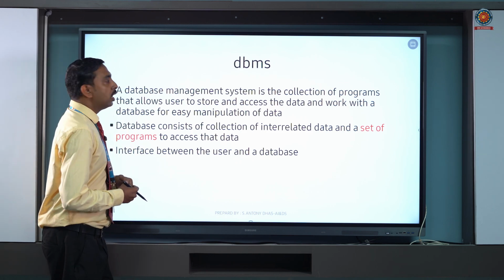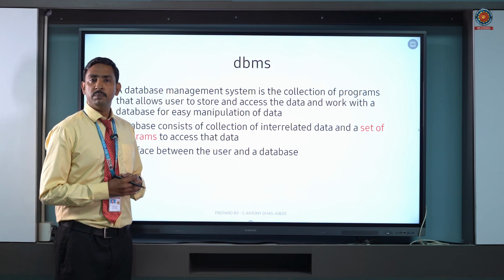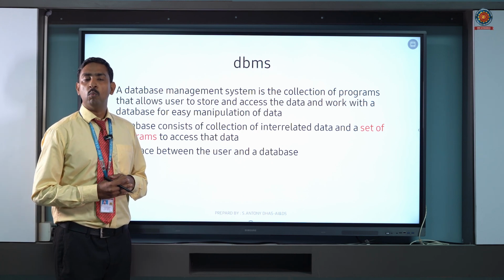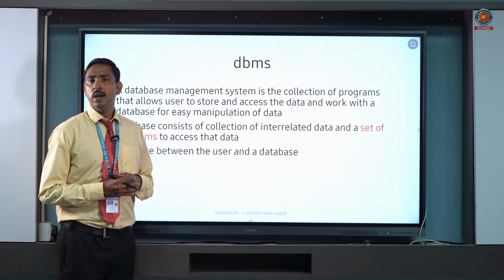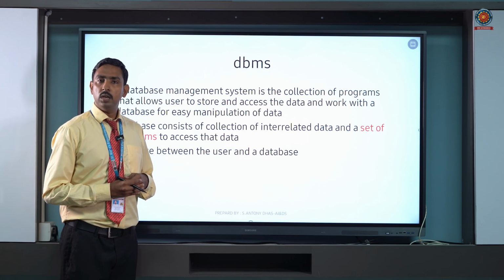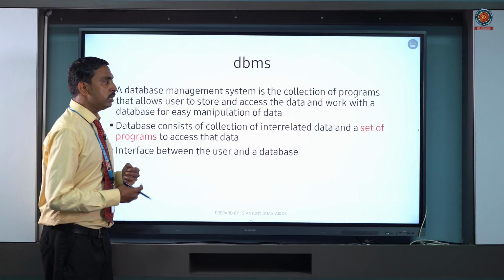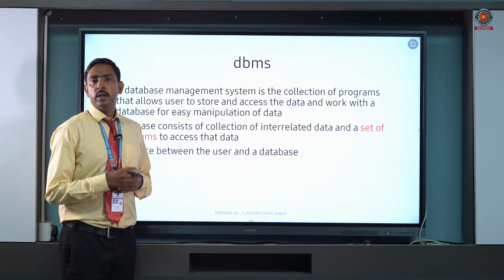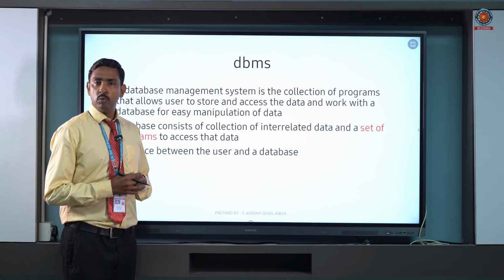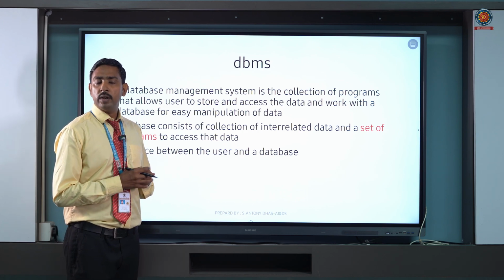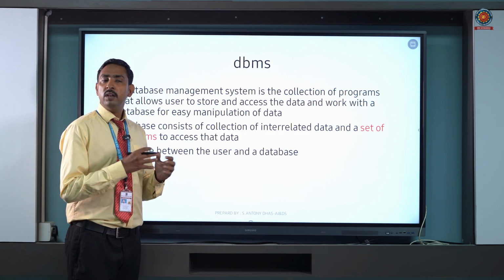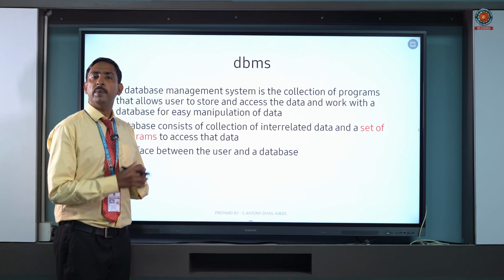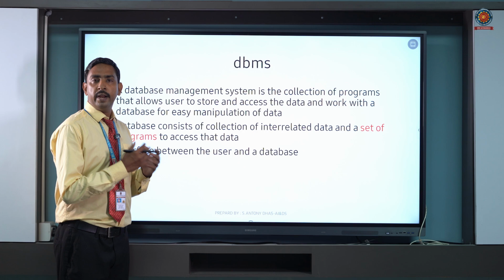Next one is DBMS. First of all we want to know what is meant by database and then database management systems. A database is nothing but a collection of organized data. We collect all the data in an organized manner and store the data in a particular place. That is called a database.